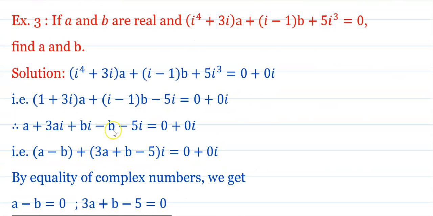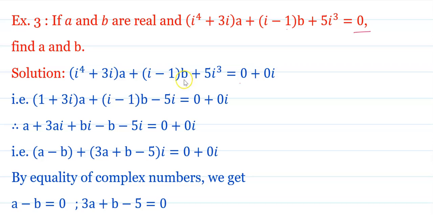Now the next example. If a and b are real and (i raised to 4 plus 3i) into a plus (i minus 1) into b plus 5 i raised to 3 equals 0, then find a and b. See this here: (i raised to 4 plus 3i) into a plus (i minus 1) into b plus 5 i raised to 3 is equal to 0. The complex number 0 can be written as 0 plus 0i.